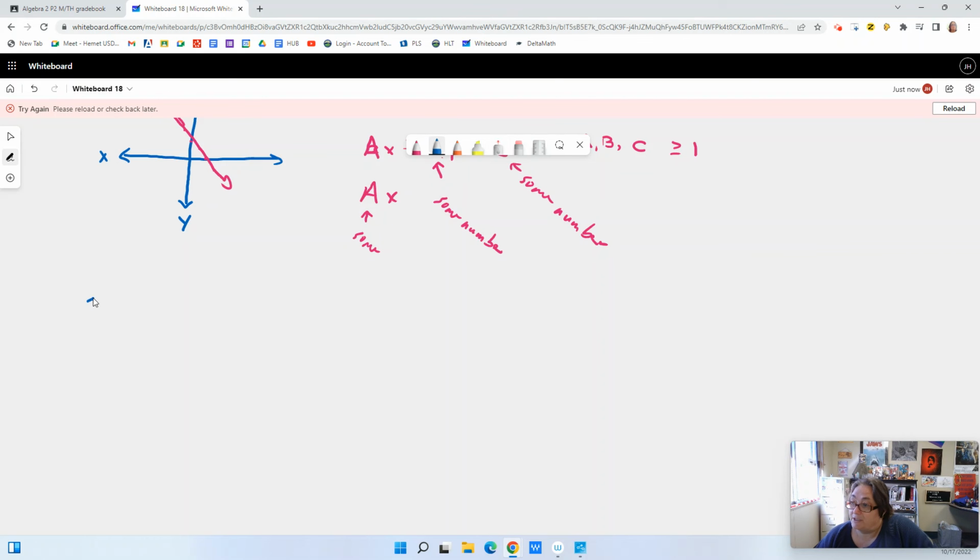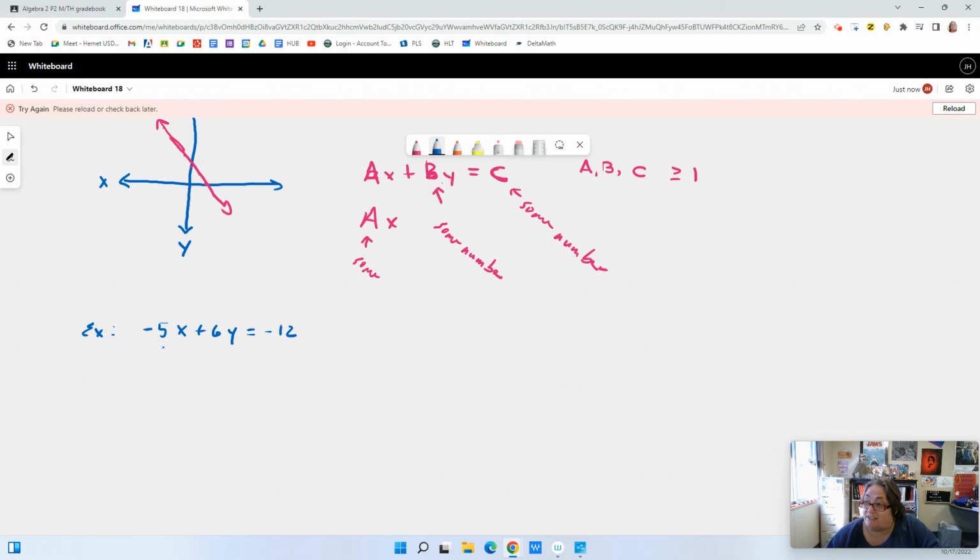If I have an equation, for example, like -5x plus 6y equals -12. This kind of looks like it's standard form, right? But we talked about how A, B, and C have to be greater than or equal to 1. And in that case, we don't have that happening here because of this negative, right? And as a matter of fact, this negative doesn't matter. I don't even know what I'm talking about. The only thing that has to be greater than or equal to 1 is A. That's confusing it with the next part.